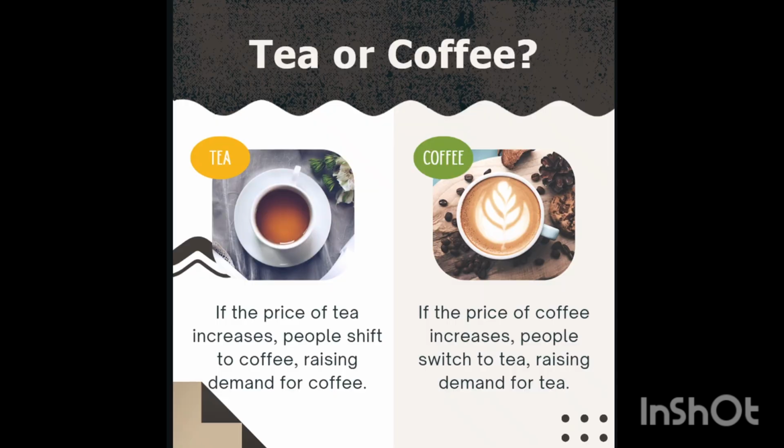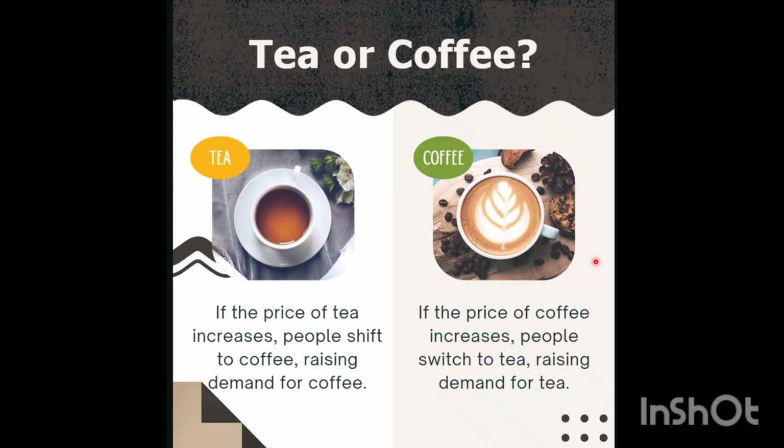Moving ahead with the example of substitute goods. Tea and coffee are of course a very major example of substitute goods. If the price of tea increases, people will shift to coffee, raising the demand for coffee, right? Whereas if the price of coffee increases, people will switch to tea, raising demand for tea.